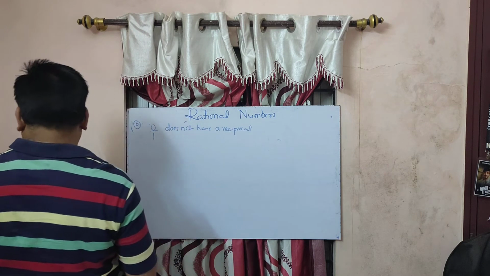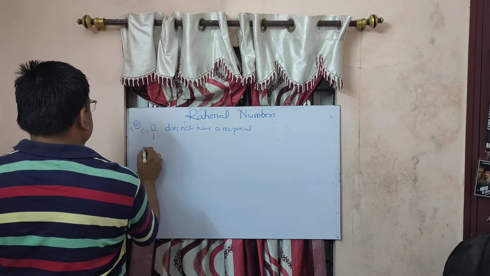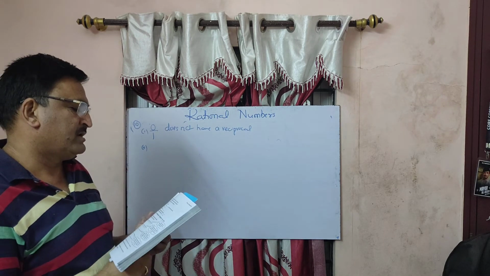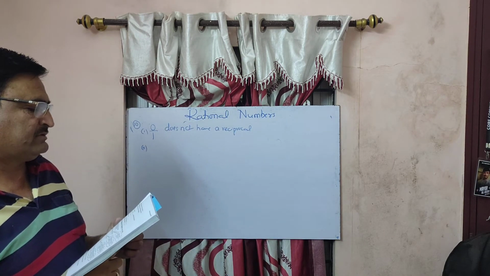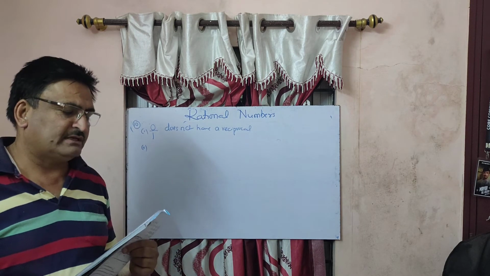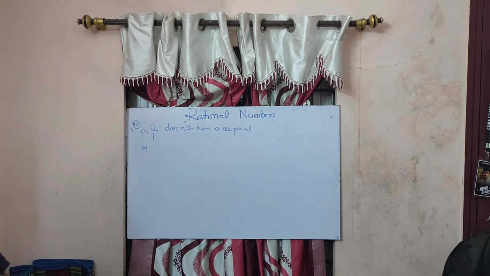Okay. 10th one, first one now. What is the second question now? The rational numbers that are equal to their reciprocals. Equal to their reciprocals. What is that?